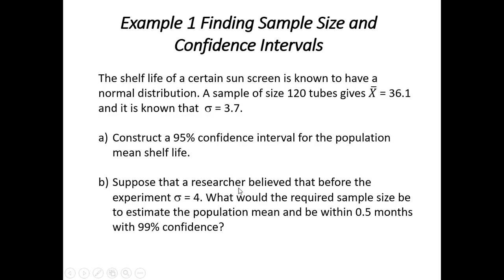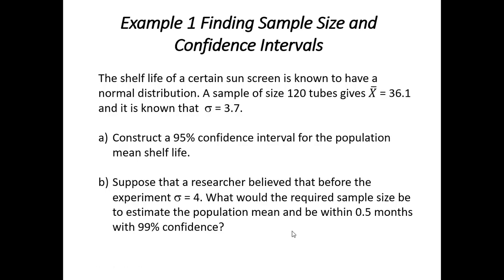And suppose the researcher believed that before the experiment, the population standard deviation was 4. What would the required sample size be to estimate the population mean to be within 0.5 months? So there's our error E, and with 99% confidence.